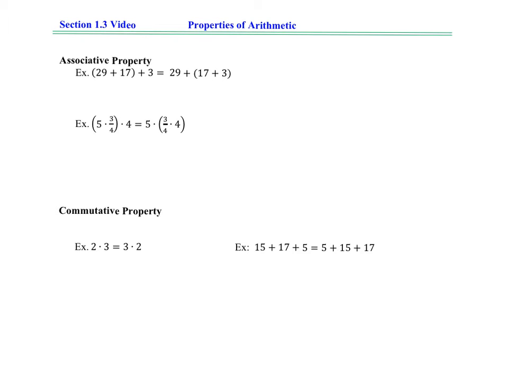All right, let's look at how associative property and commutative property can make our lives easier. So associative property is all about how you associate or group your numbers. In this first one, we have 29 plus 17. I do not feel like adding that in my head.